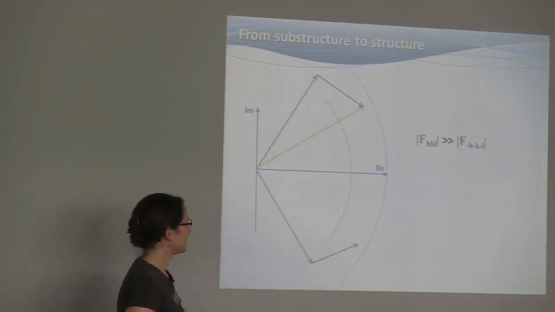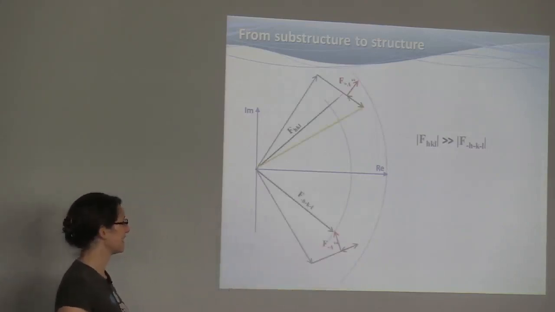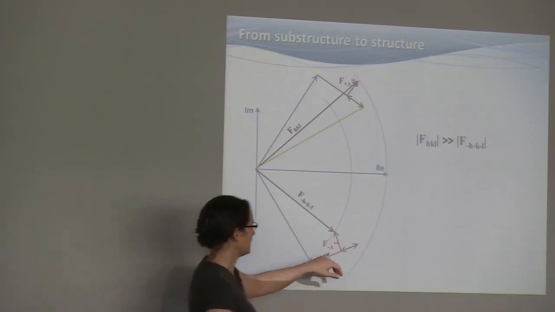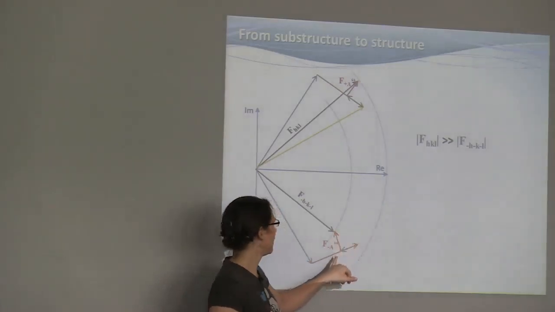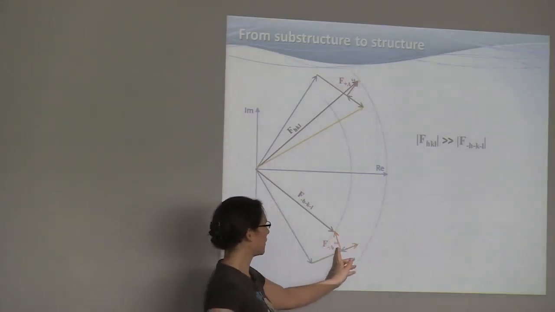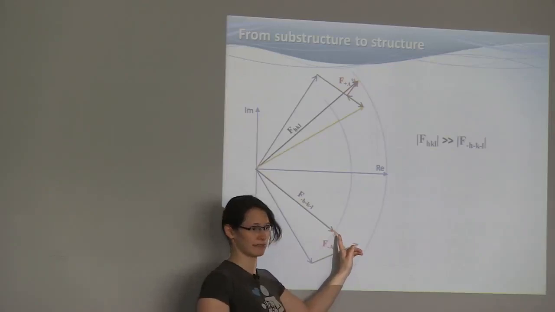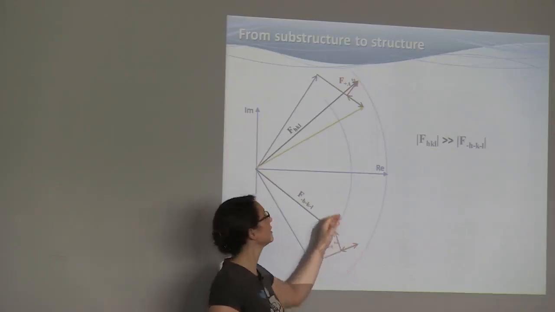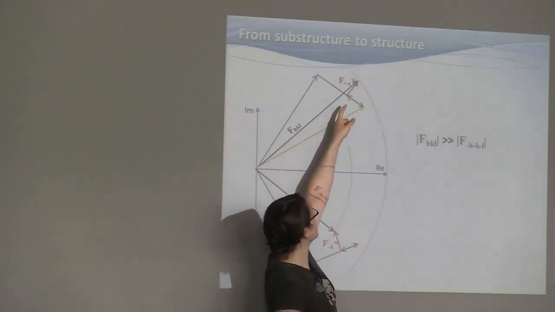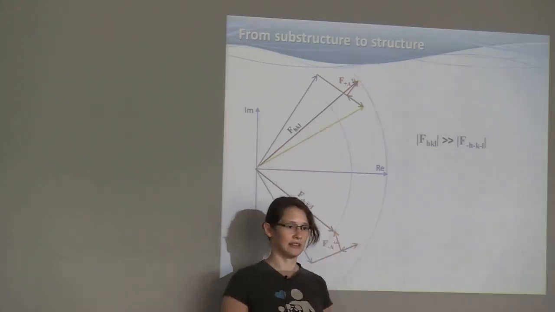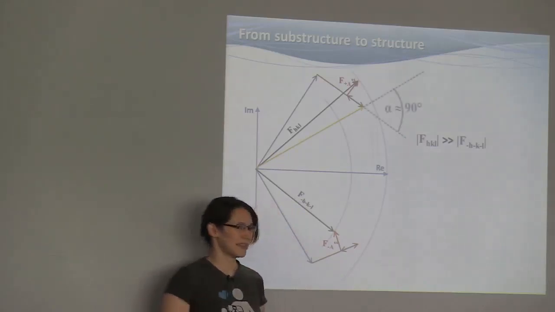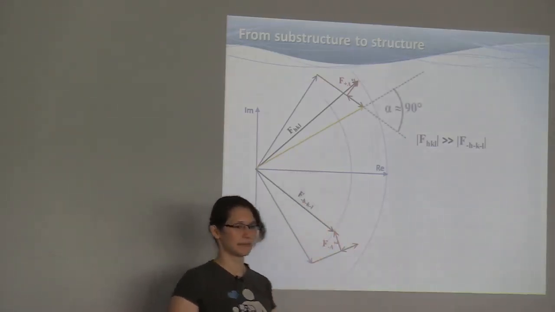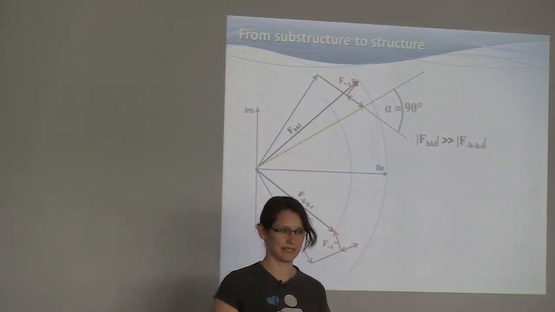Now, looking at this, we can say that the F double prime contribution, which makes the 2 amplitudes different, must be pointing backwards for F minus H minus K minus L, and must be approximately pointing in the direction of FHKL for FHKL. And this means that for FHKL, alpha must be approximately 90 degrees, and this is very approximate.